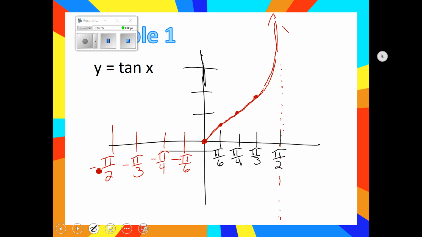It's not positive 0.58. It's now going to be negative, because you're dividing negative 1/2 by positive, and a negative divided by a positive is a negative. So it's still going to be the same thing, it's just going to be negative. So where is negative 0.58? Same, but down here.